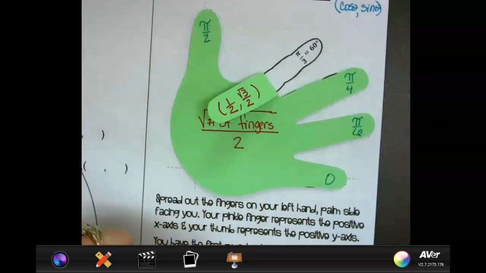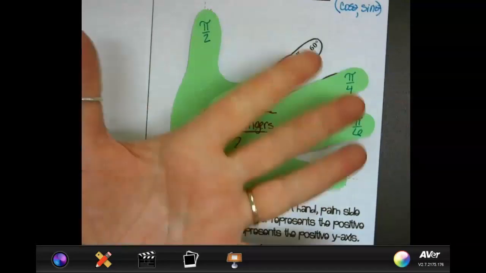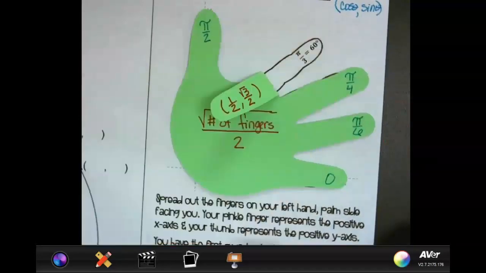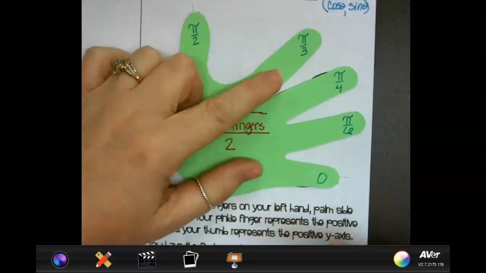So if you look up here, I'll hold my hand. I don't like doing it under the document here. So this is my first quadrant, right? This is pi thirds. So when I do this, and I ask what is the cosine of pi thirds? It is 1/2. The sine of pi thirds is square root of 3 over 2. This is how I know what it is from my fingers. Does that make sense to you? Okay.